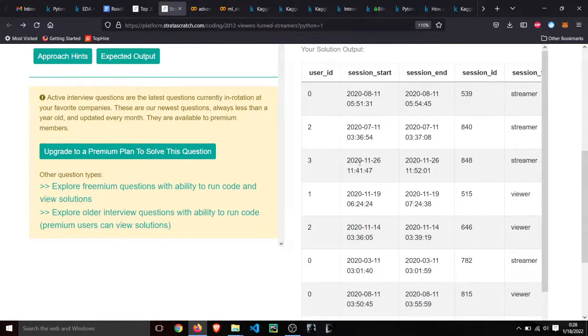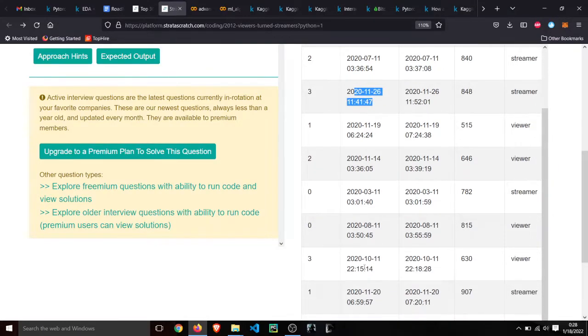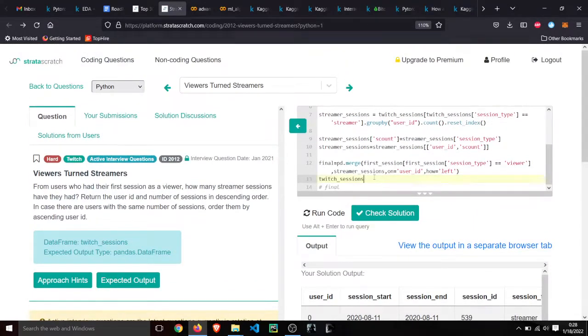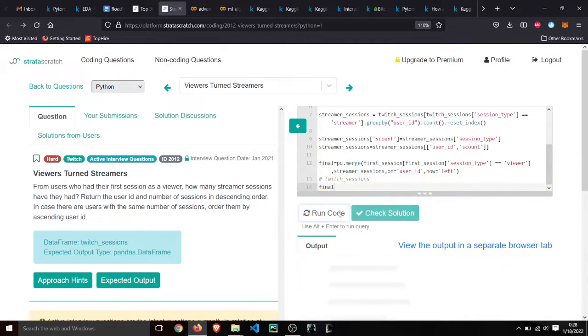So for 3 again we have two entries, one is this, one is this. Now the first entry for the user ID 3 is 26 and 11. No, basically this is the second ID for the user ID 3, and this is the first ID. So we can see for this ID the user 3 was a viewer, hence we should include this in our answer too. That's exactly what we are doing. So that's probably it for this solution.